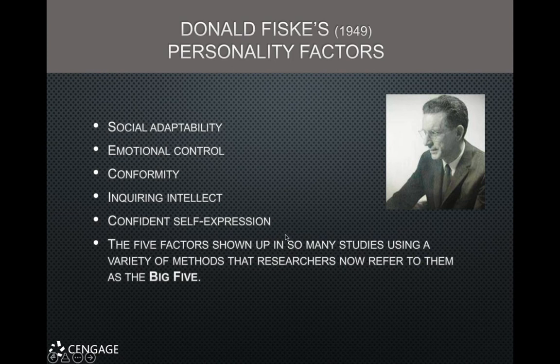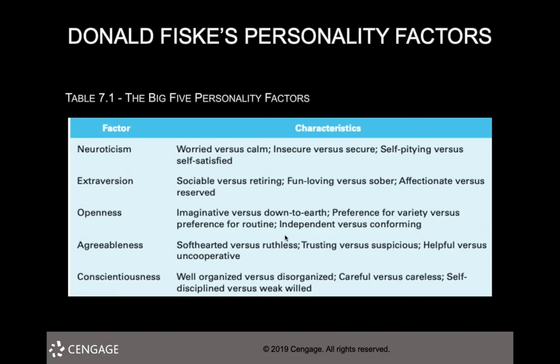So, although the data were not quite as clean as these labels suggest, as we will see, the findings foreshadowed the direction personality research would take decades later. The 5 factors showed up in so many studies using a variety of methods that researchers now refer to them as the Big Five. This is the Big Five personality factors table.